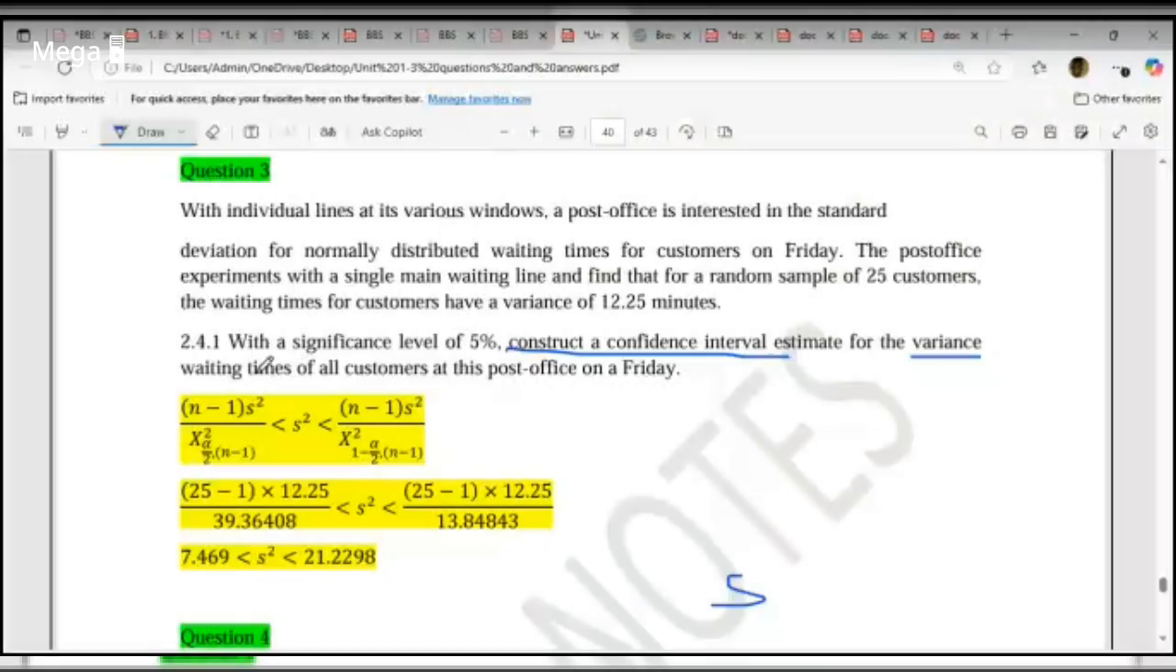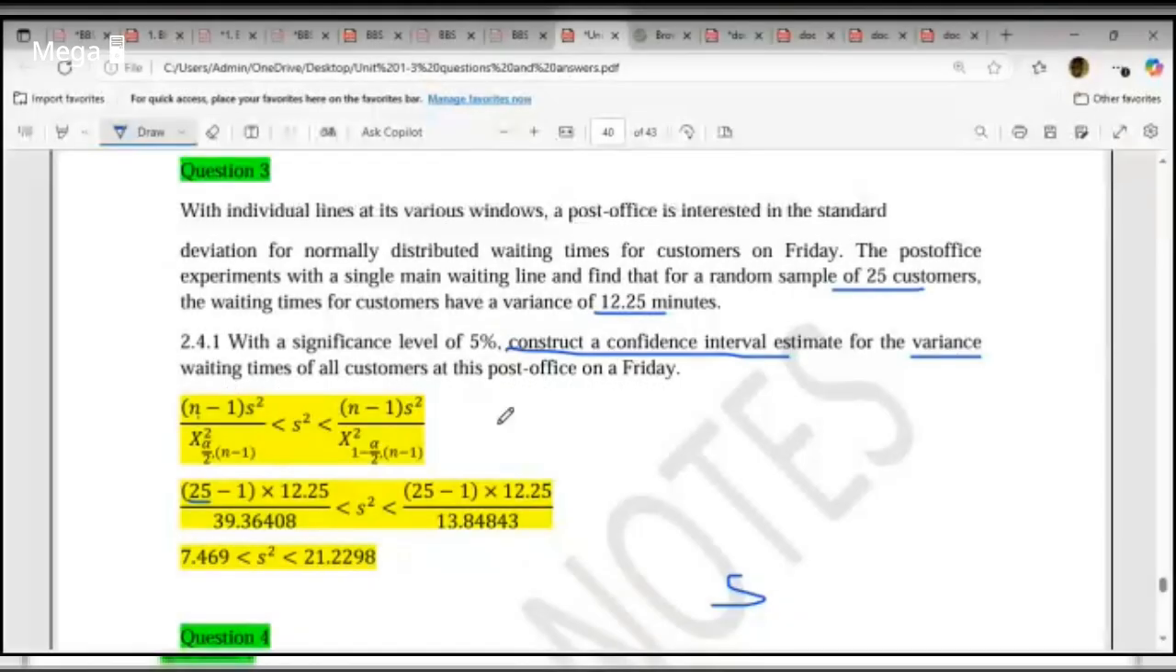Then the next part is identifying the n, the s squared, and the two values. Now remember, we get these values from the table. n is the sample size. So if the question says a random sample of 25, my n is 25. This 25 is my sample size. And they said s squared is a variance of 12.25, so I put 12.25 where there is s squared. Then that part is sorted. n minus 1 times s squared, I know my values.